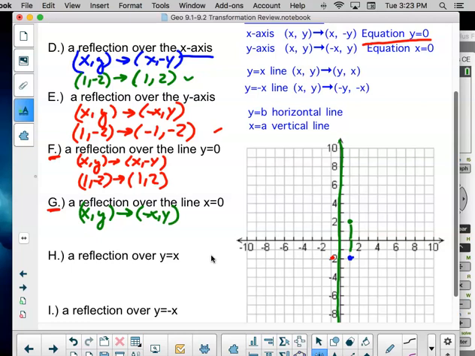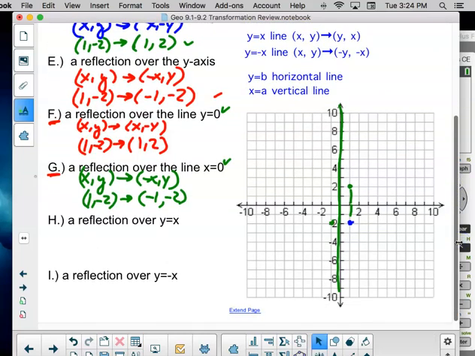So again, we're using the same point, (1, -2), and reflecting that each time. Okay, so x is the opposite and y is the same. So if x is the opposite, 1 becomes negative 1, it becomes this point. So it's exactly the same. You just need to notice those changes and what happens.